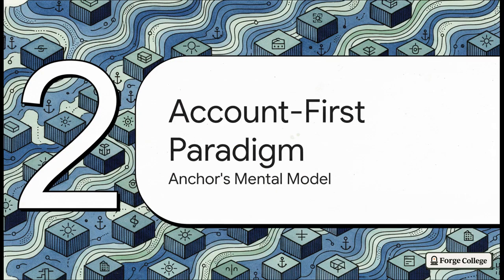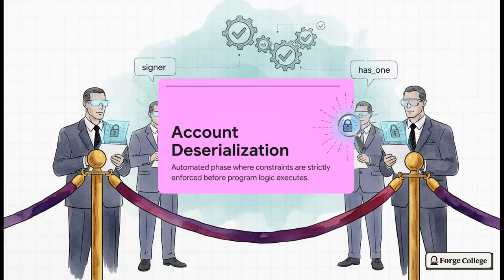Section 2. The account-first paradigm. So this is the core of how Anchor operates. In Anchor, ownership and authority are expressed through accounts and the constraints you place on them. Think of Anchor's account deserialization as a super strict velvet rope at an exclusive club. It checks your VIP pass before you even step foot near the front door. It's an automated phase where declarative constraints, like requiring an account to be a signer or using the has_one macro, are strictly enforced before your program logic even thinks about running.